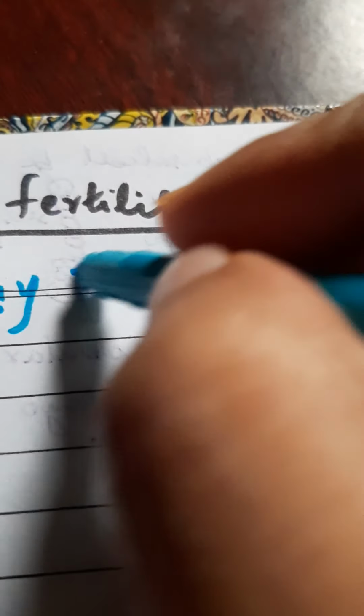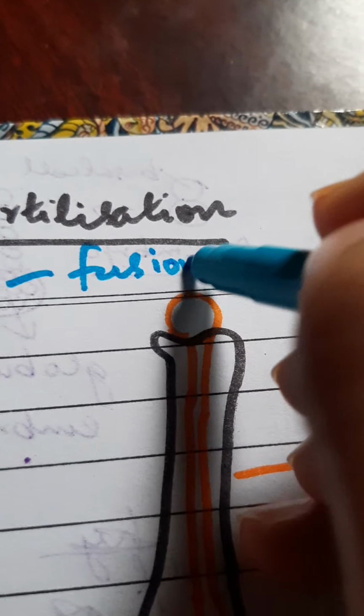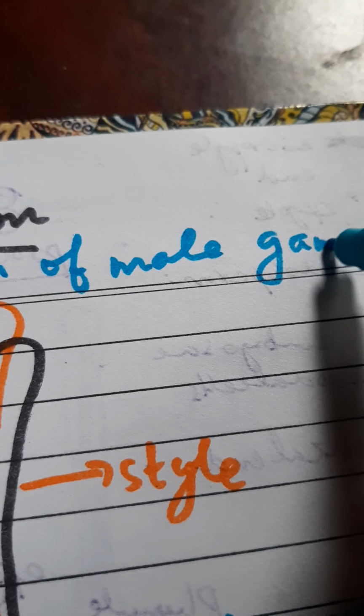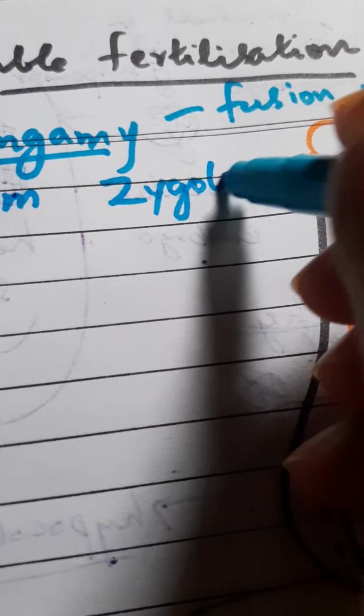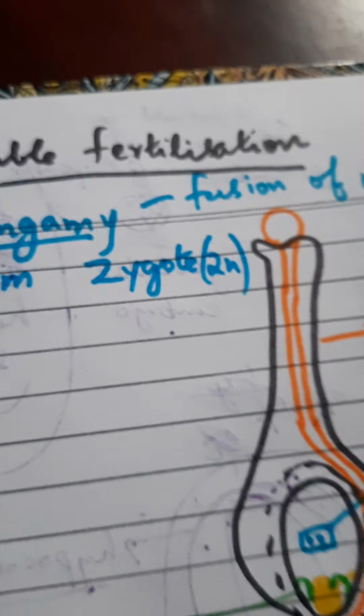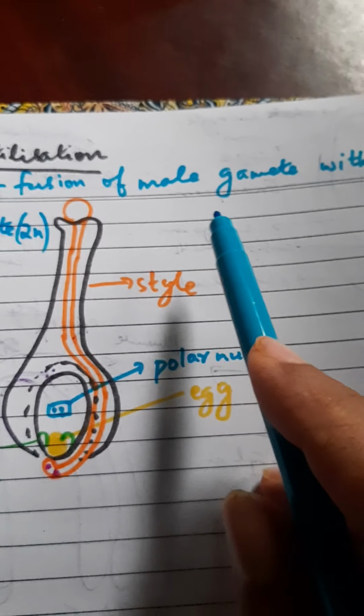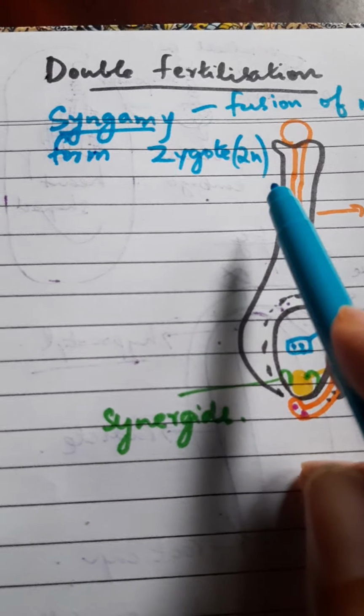Syngamy means fusion of male gamete with egg to form zygote, which is diploid. So that is the first fertilization, syngamy. Syngamy is a fusion of male gamete with egg to form zygote.